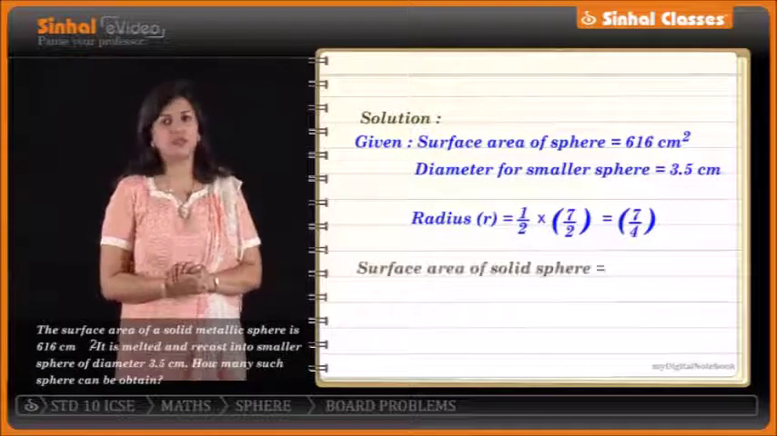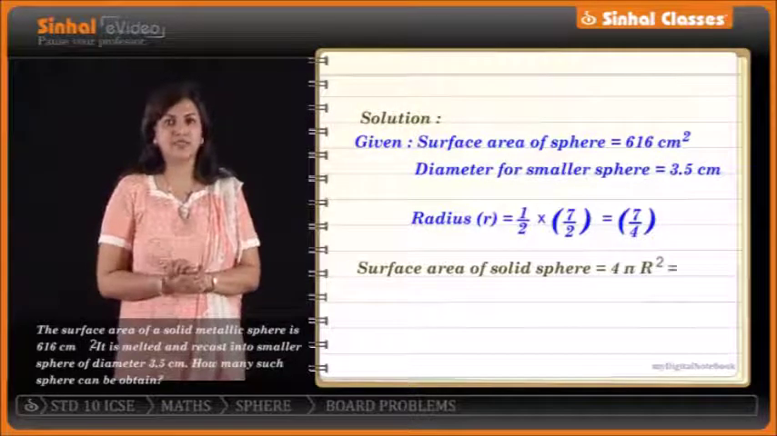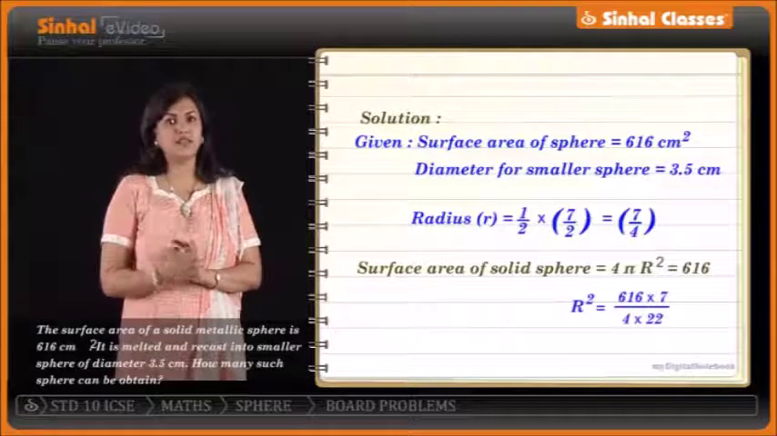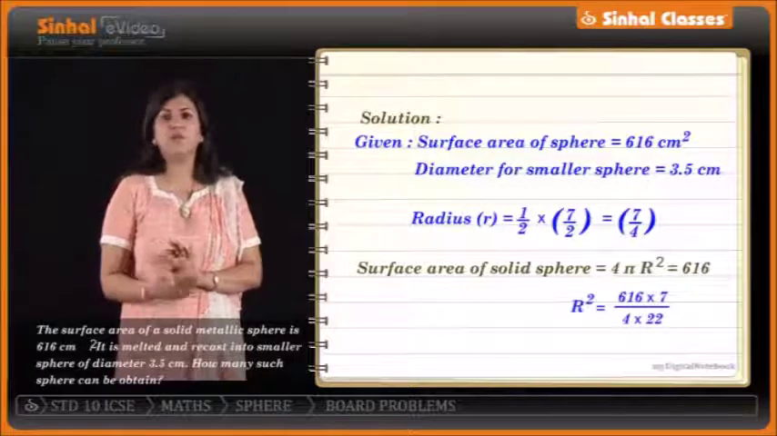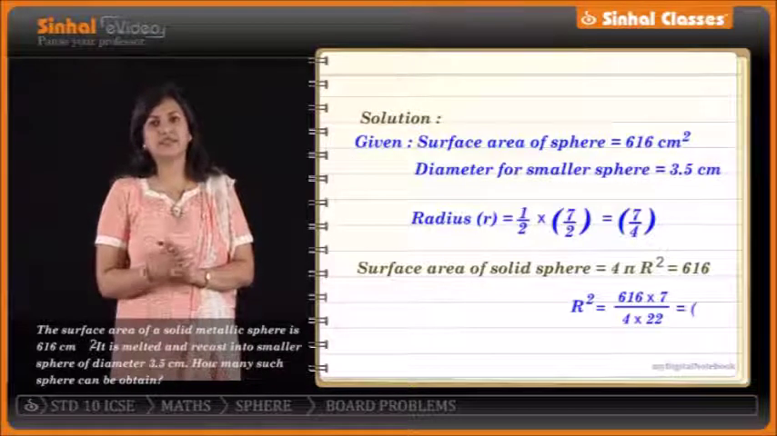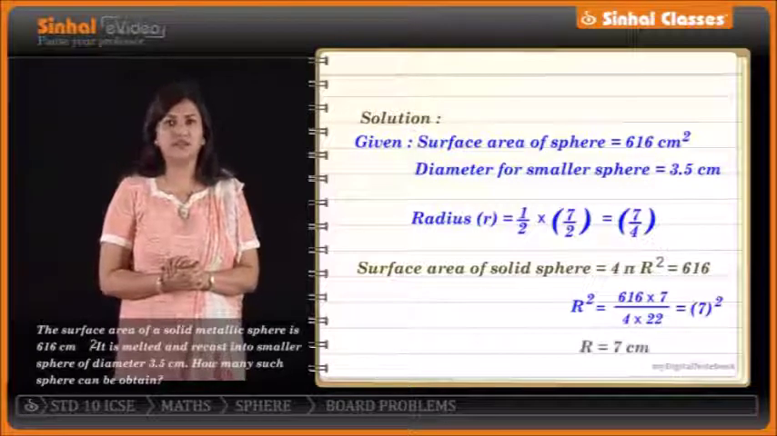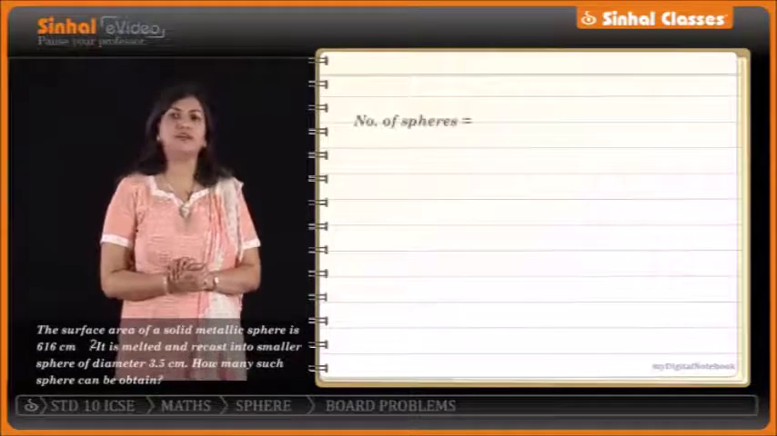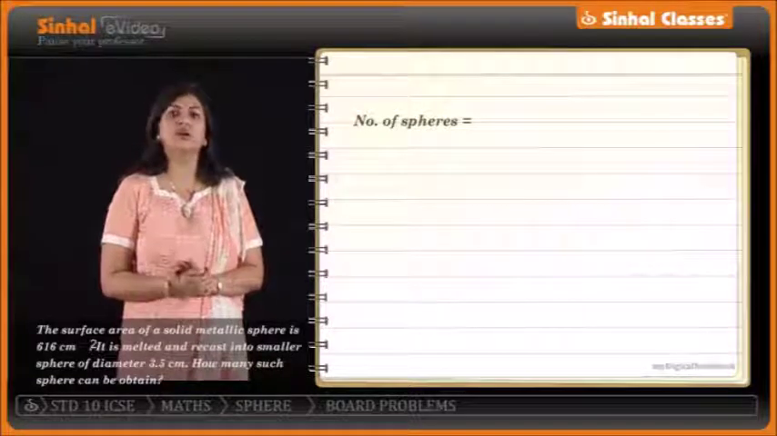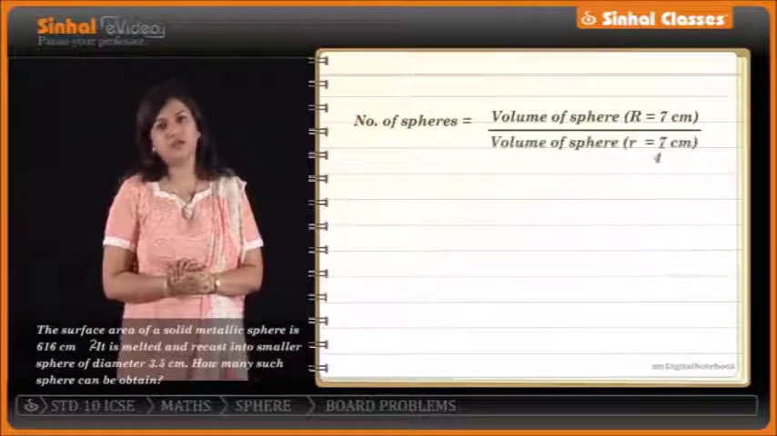Surface area of the solid sphere is equal to 4 pi r square, that is 616 given. So we have r square is equal to 616 into 7 upon 4 into 22. Simplify this further to get 7 square, that is radius is equal to 7 centimeter. Now we want to find out the number of spheres that can be formed. That will be equal to the volume of the bigger sphere upon the volume of the smaller sphere.